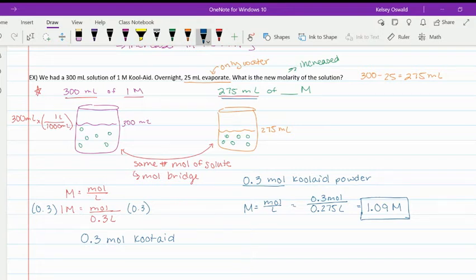So the key for these dilution and evaporation problems is that your number of moles stay the same. So look to see, do you know more about your original solution or more about your new solution? Find those number of moles and use those to solve for your missing piece. So the key again, is that we have the same number of moles before and after evaporation or the same number of moles before and after dilution.